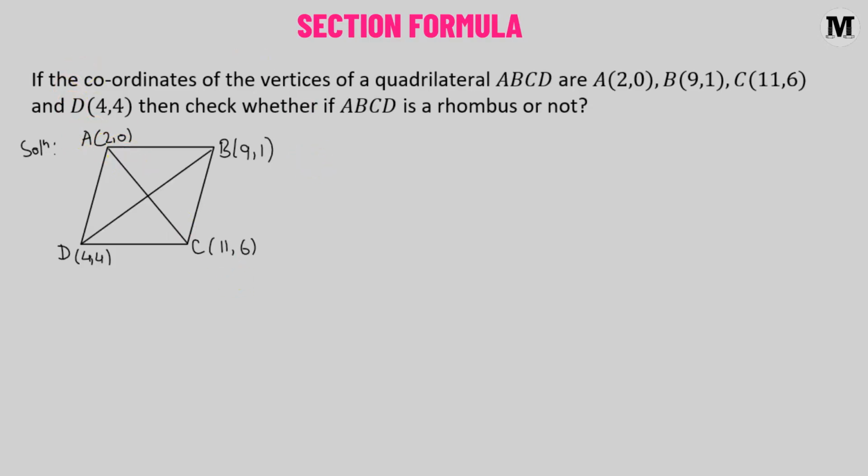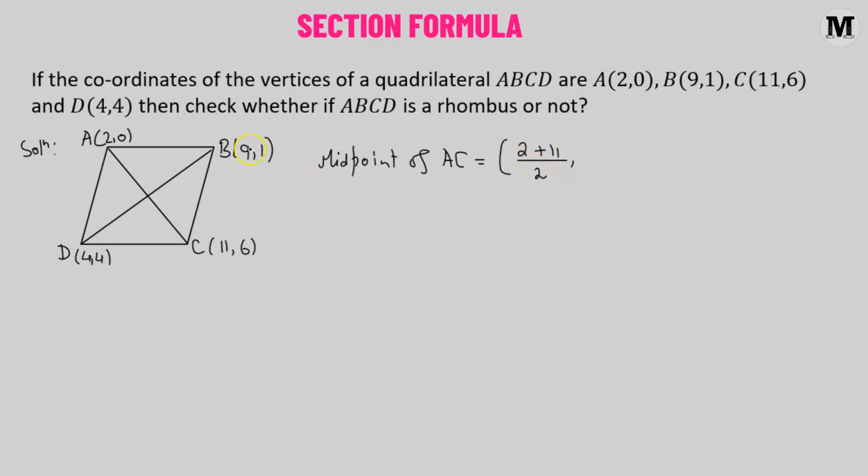We'll begin by first computing the midpoint of the diagonal AC. So to obtain the midpoint of diagonal AC, all we have to do is for the x-coordinate, sum the x-coordinates of the endpoints. So the endpoints are A and C. So the x-coordinates are 2 and 11. So we're going to add them up and divide it by 2.